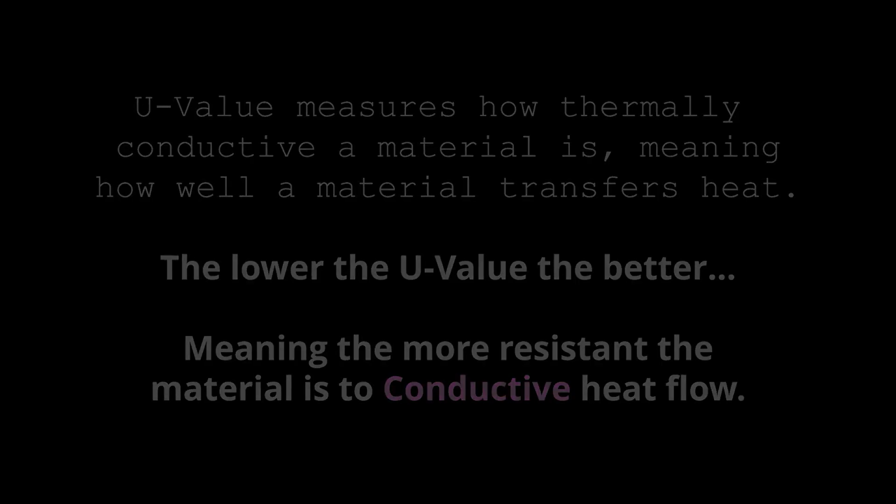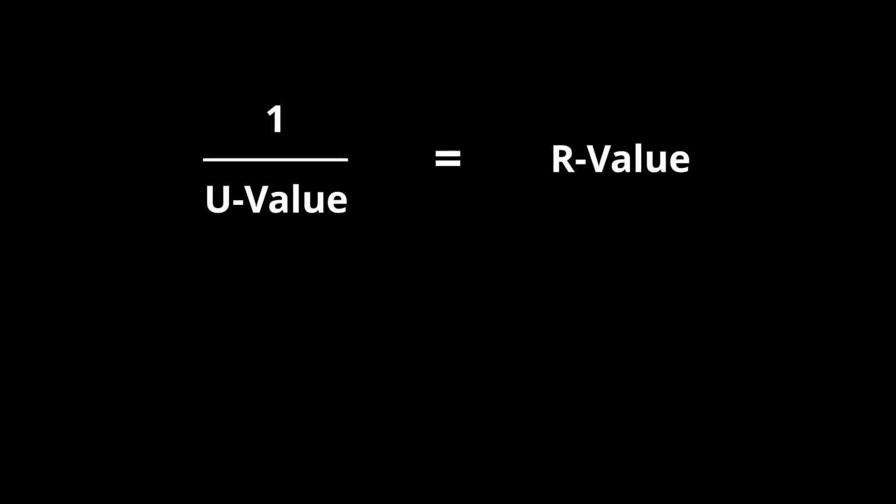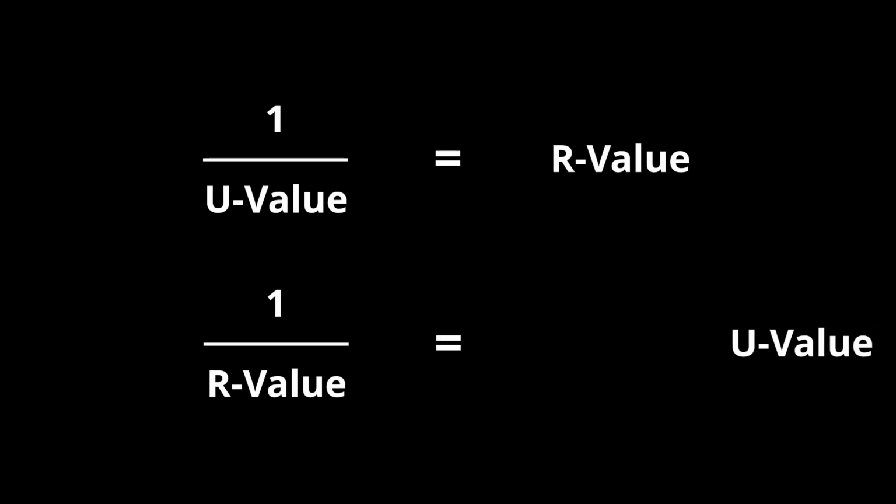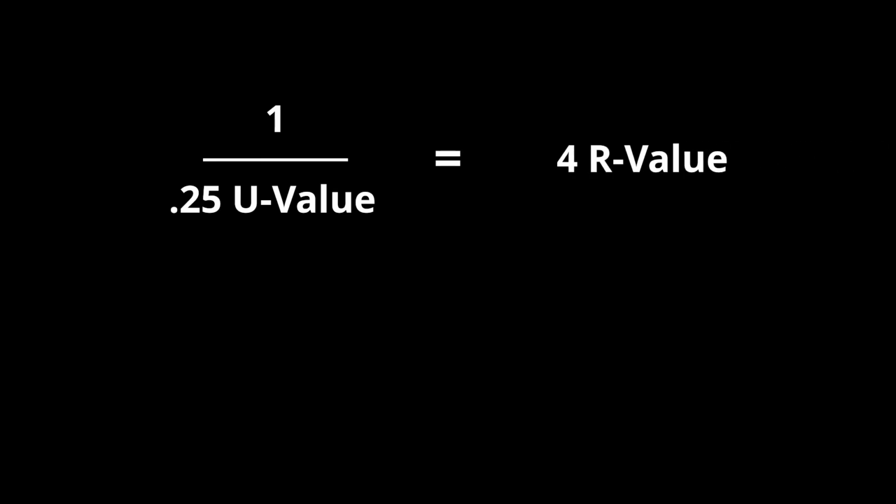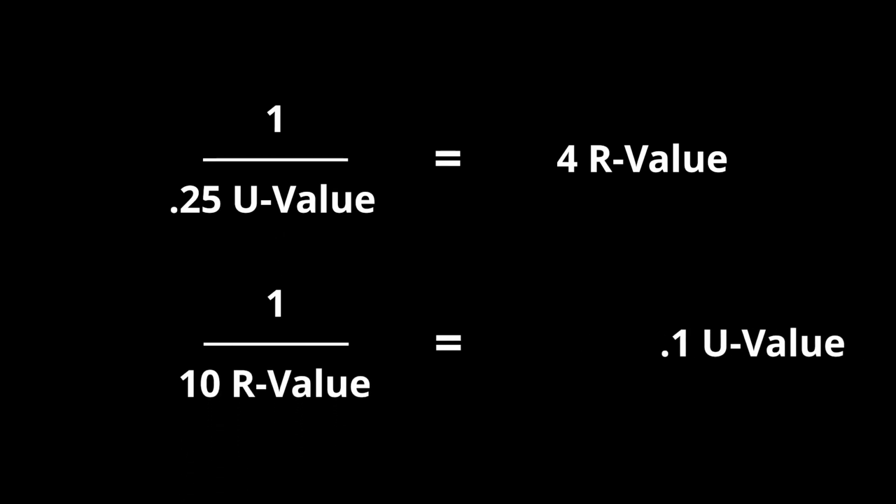conductive heat flow. So to look at the math for a second, 1 over the U value of something equals R value. All right, so they're the inverse. 1 over the R value equals the U value. An example of this would be a window that would have a U value of 0.25. So 1 over 0.25 equals 4. That window would have an effective R value of R4. Now, if you had a window that had an R value of R10, which is a very, very high R value when it comes to windows, that would be a 0.1 U value, right? So that just gives you a general sense of U value.